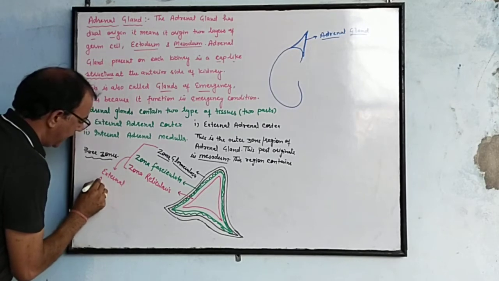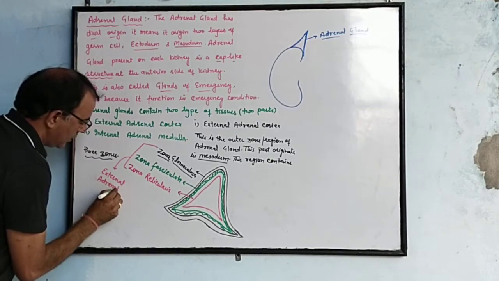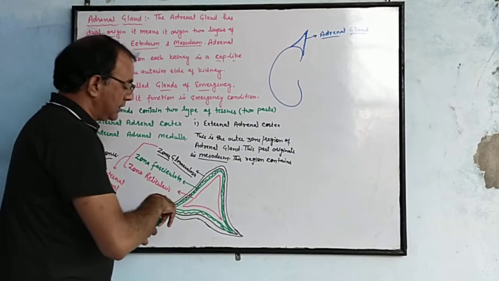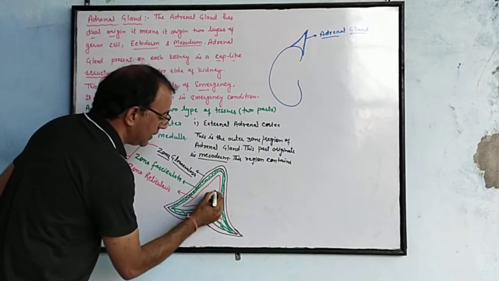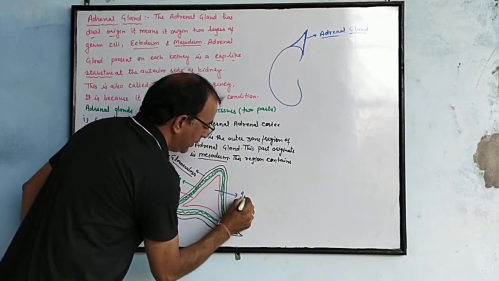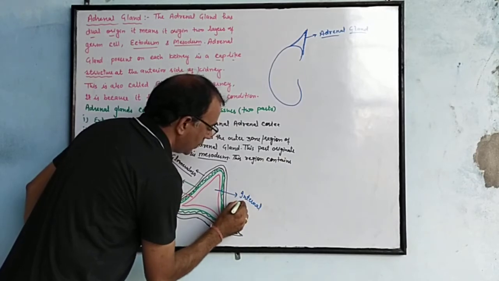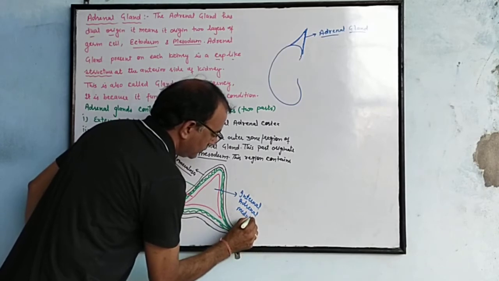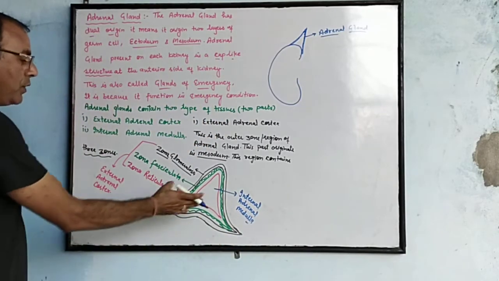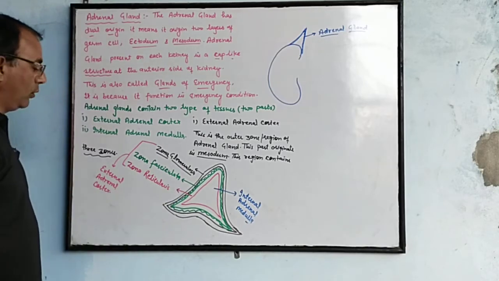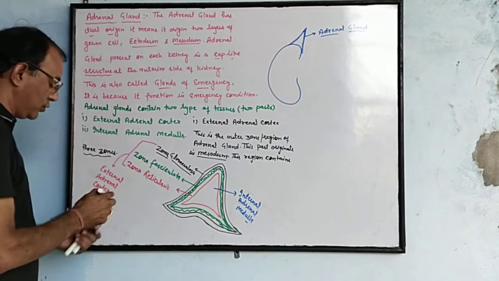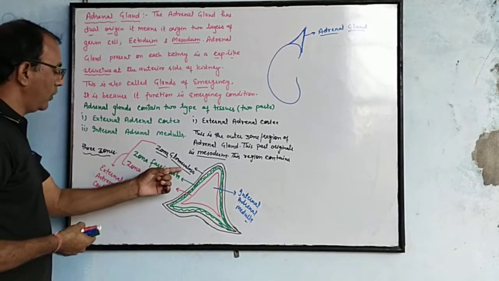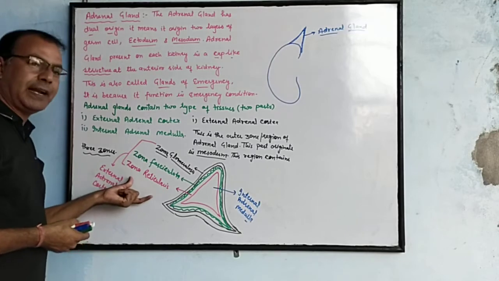The inner zone is called the internal adrenal medulla. Clear? We will discuss the internal medulla later. Firstly, we discussed there are 3 zones present in the external adrenal cortex: zona glomerulosa, zona fasciculata, and zona reticularis.